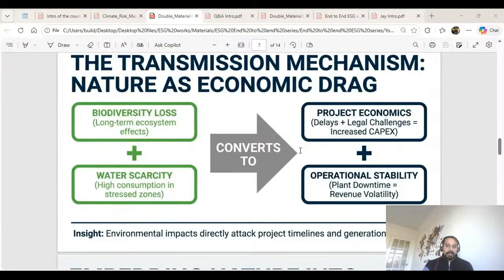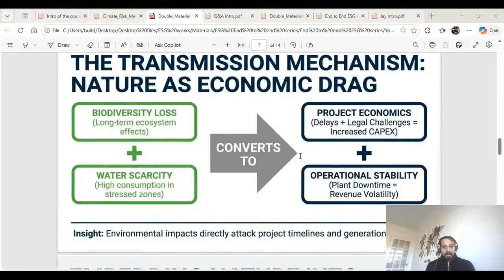So the biodiversity scores high because of the large land footprint, and also the long-term ecosystem effects. It is difficult to remediate because it's not happening in one day. So community relation around the projects is very important. Overall, the biodiversity impact converts into project approval delays, legal challenges, higher permitting cost, and increased capex.